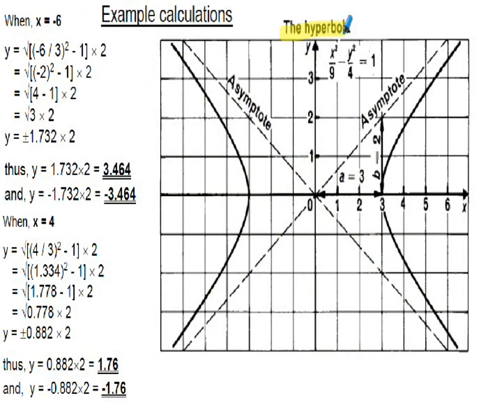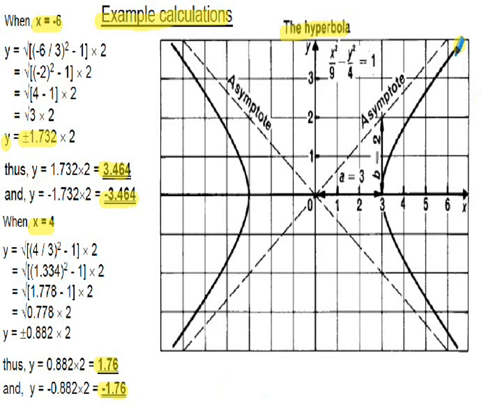The hyperbola is continued. Here are some example calculations. When x is equal to -6, we can work out the value of y. Again, because of the square root, it's a plus and minus term, so we end up with two values of y for a value of x of -6, and the same when x is equal to 4, we'll end up with two values of y. But I'll let you look at those calculations at your leisure.